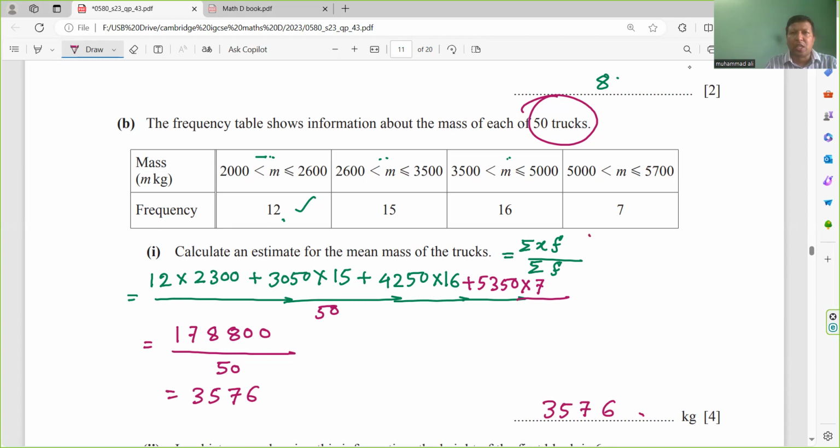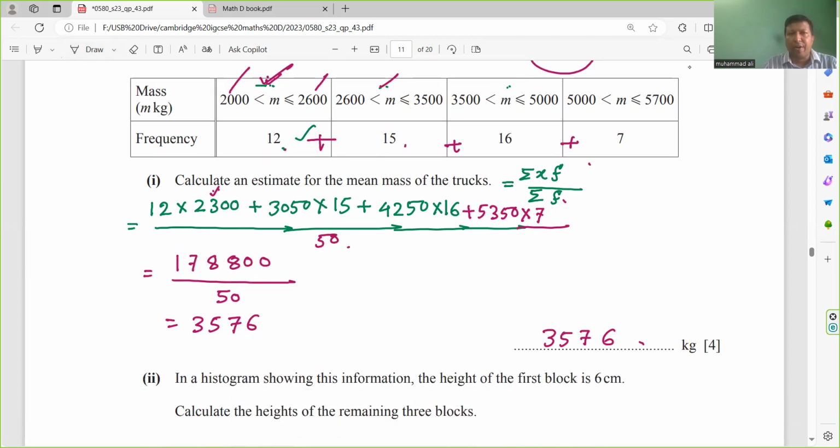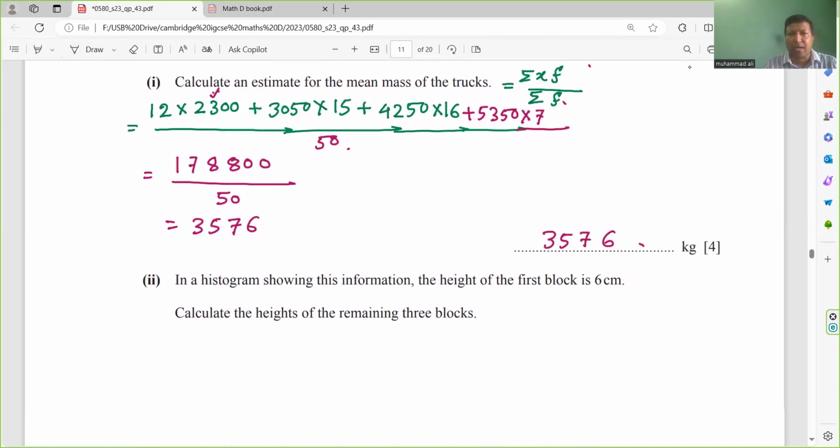So if you get this type of interval, you have to find the mid value. Mid value multiply this frequency, mid value multiply this frequency, and after multiplication, you divide it by the total frequency. Total frequency means this addition, all these frequencies altogether is 50. How do we get the mid value? We add 2000 and 2600 and divide by 2. In this way, we get the mid value. So Roman 1 is completed. We already found the mean mass of the trucks.